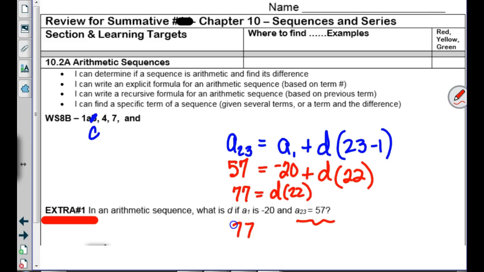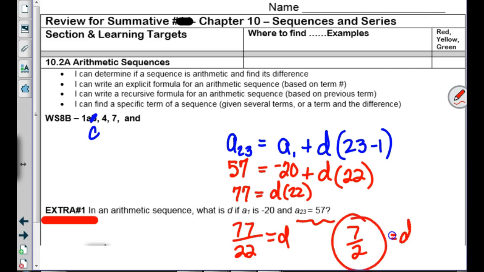Divide by 22. Anybody awake out there? So 7 halves if you reduce by 11. Can you do that one? 3.5 would be fine. I don't care, as long as it's exact. Questions on 10.2a?